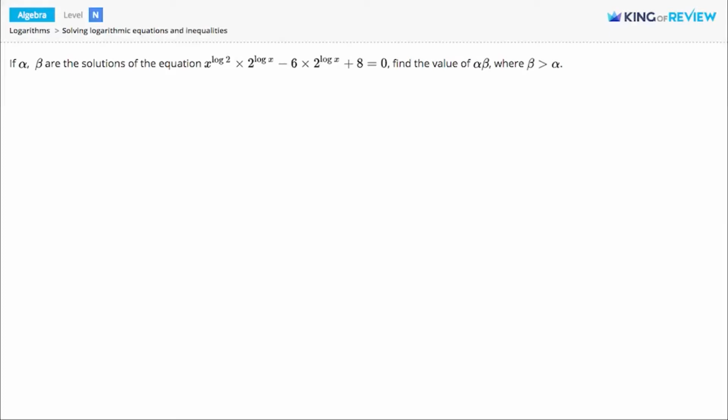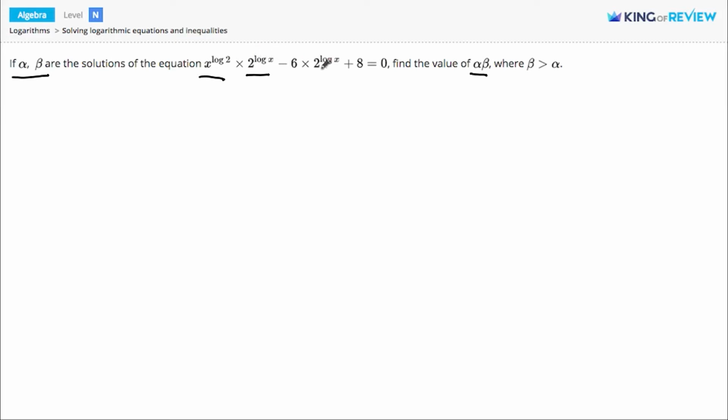Here we have to find two different solutions to this long logarithmic and exponential equation, and then we need to multiply them together. So to start, I notice right away that the first two pieces of this equation are sort of reversed from each other. We have x to the power log of 2 and 2 to the power log of x.